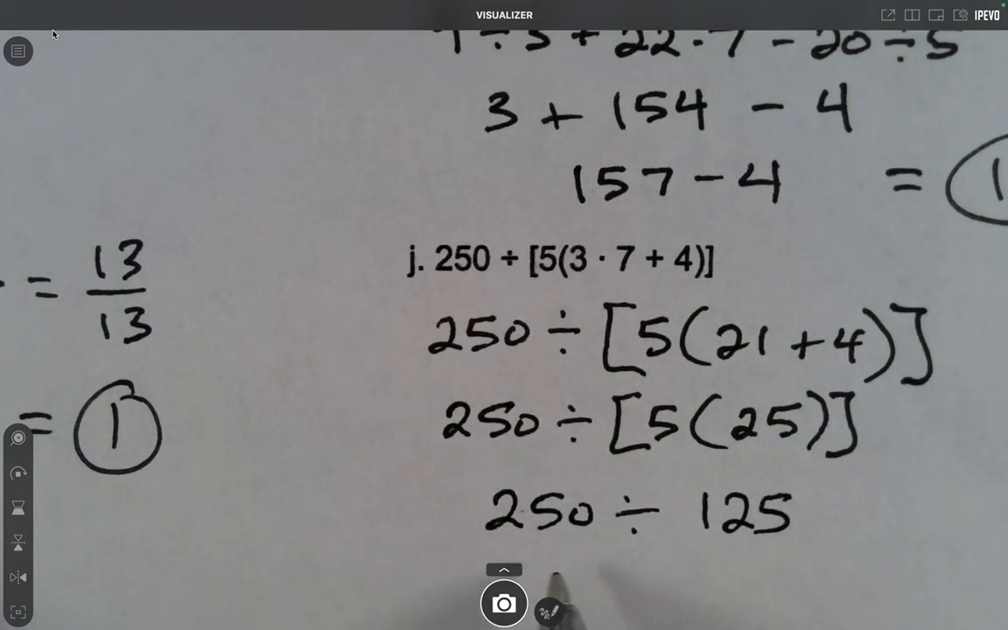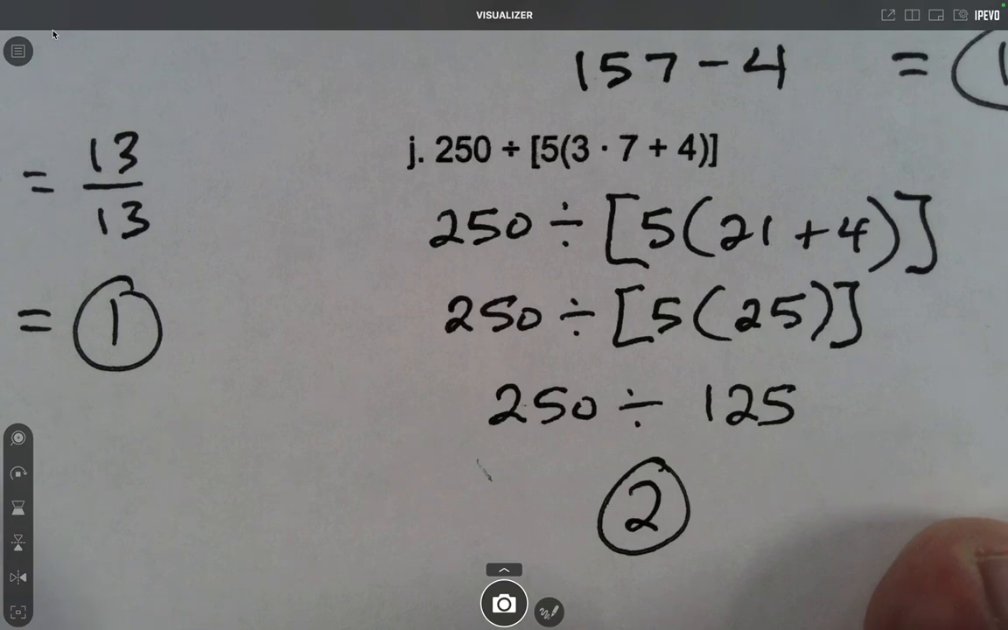And then our last step is to divide. 250 divided by 125 is 2. But if you think about it, 25, twice that is 50, twice that is 100, twice that is 200. So that's half the size of 250, so that's why 250 over 125 is 2.